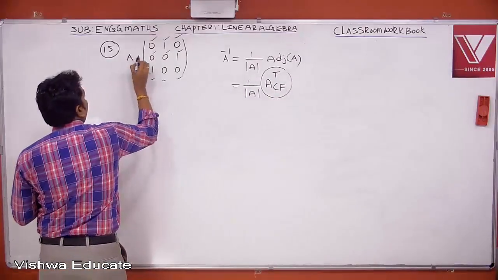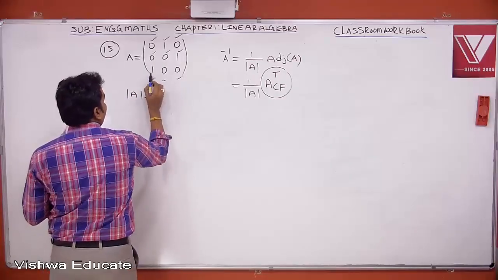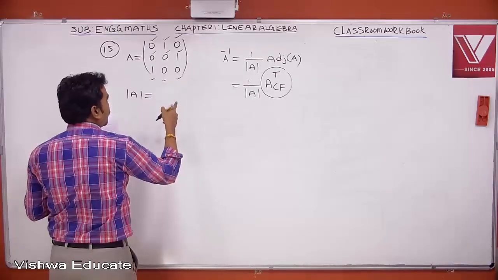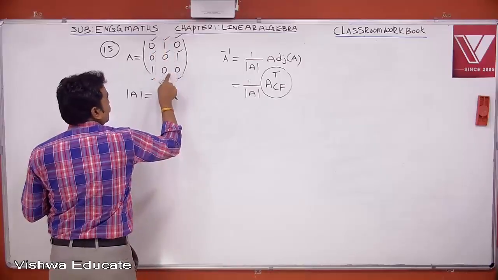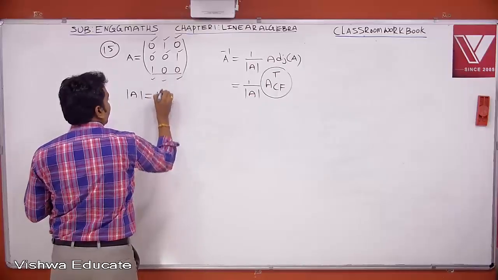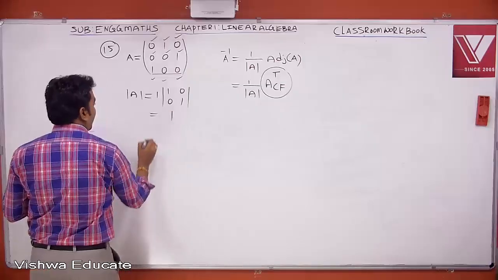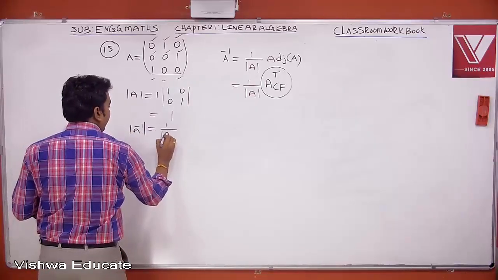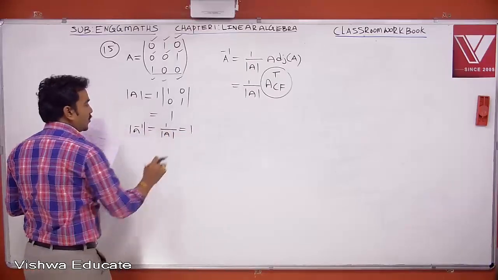One way is to assume that this is A and find the det of A. You can expand the det value like this, or this is nothing but almost an identity matrix, but rows have been exchanged twice, 1 0 0, 0 1 0, 0 0 1. Or you can expand det using the last row, 1 into determinant of 1 0 0 1. So its det is 1. Therefore, what is the det of A inverse? Reciprocal of det A. So this is 1. So det A is 1, det of A inverse is 1.